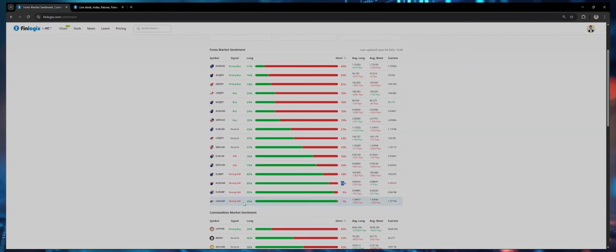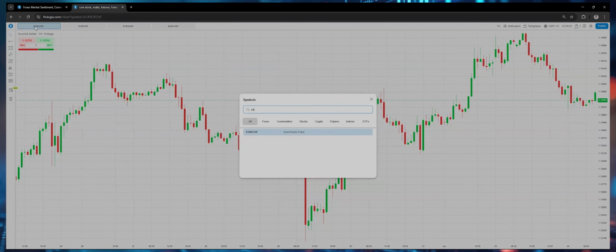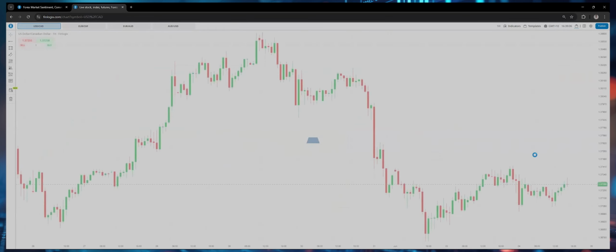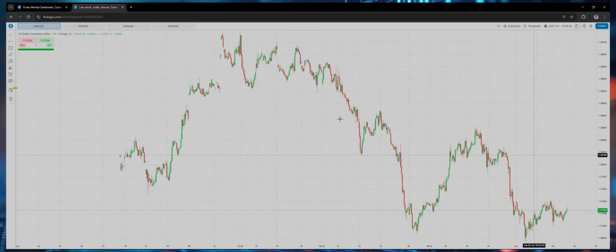Okay. And US dollar CAD, only 1% short. So that is definitely looking to a long setup. But we're already short on US dollar, so therefore it doesn't make any sense for us to go against that. All right, so US dollar CAD, that would be a long trade and not a short trade.